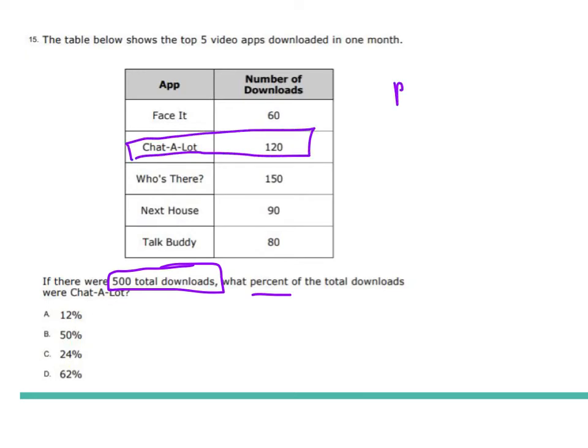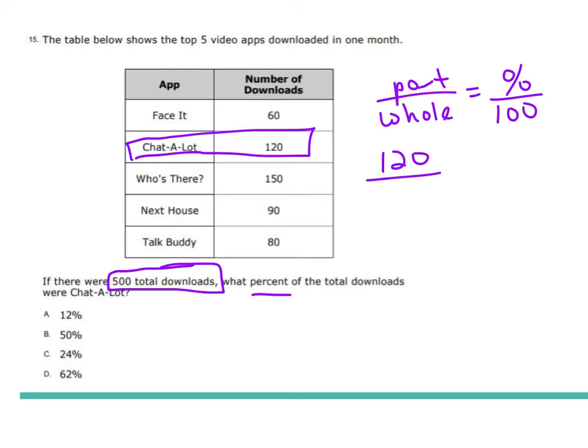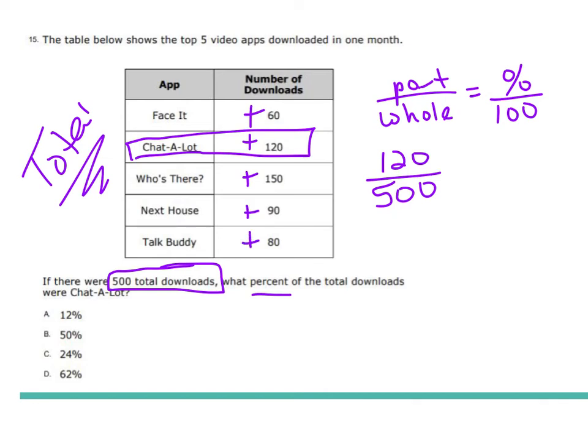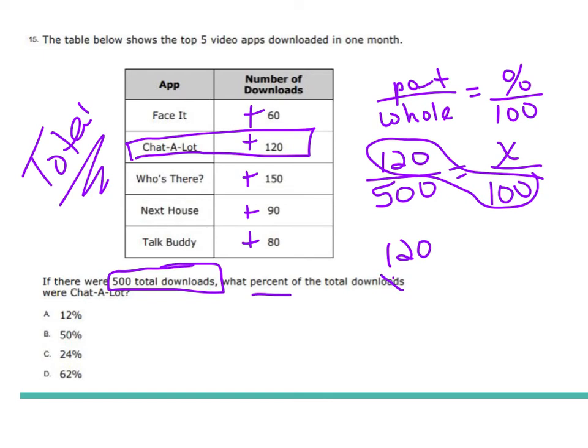So we're going to do, again, part over whole equals percent over 100. So my part is 120. My whole number is 500, and it says down here. Now they gave you the total already. It was given to you. If they hadn't given it to you, you would have to add all of these up. Now we're trying to look for percent, so we need to do that. So we're going to go ahead and do multiplication first. So 120 times 100. So 120, 0, 0.